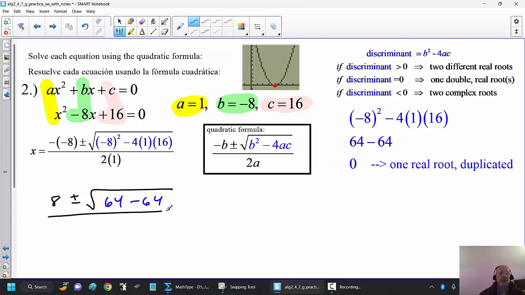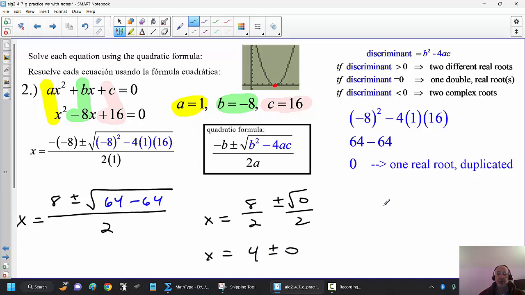Let's finish this up. So this is 2 times 1 is 2. X is equal to this mess. So X is going to be equal to 8 over 2 plus or minus the square root of 0 over 2. So that's plus or minus nothing. So that's going to be 8 divided by 2 is 4 plus or minus 0. So you're going to get X is equal to 4 minus the 0 and 4 plus the 0. So you get 4 and 4.